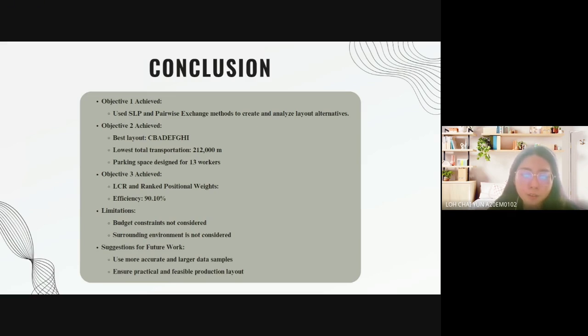The limitations are that budget constraints are not considered, and the surrounding environment is also not considered. The suggestion for future work is to use more accurate and larger data samples, and ensure a practical and feasible production layout.